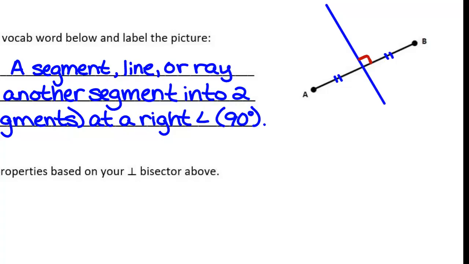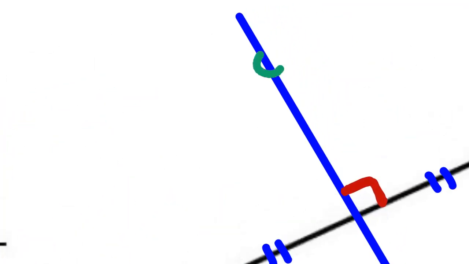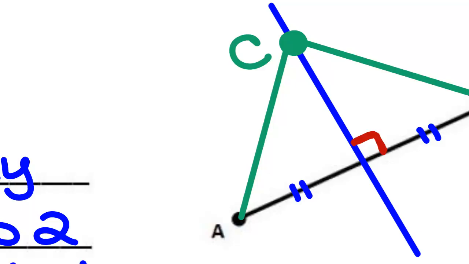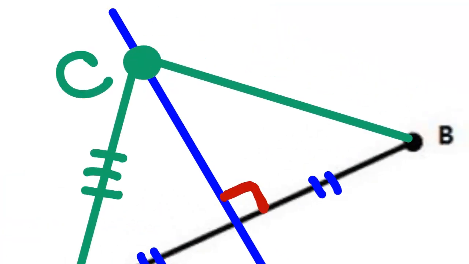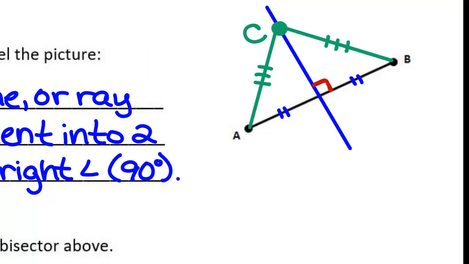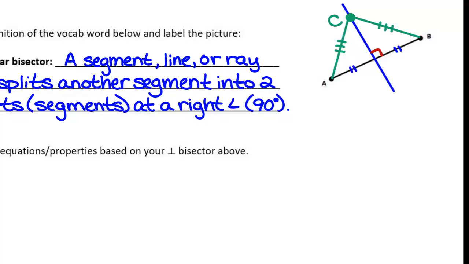Any point that is on that perpendicular bisector, like if I name a point right here, let's call this point C, that point is equidistant from my two endpoints. So when we draw segments from a point on the perpendicular bisector to the endpoints of the segment that's being split, we basically turn this into an isosceles triangle, a triangle that has two congruent sides.